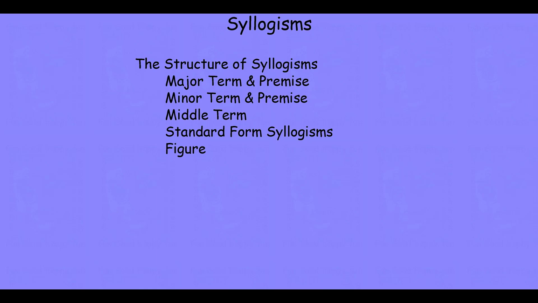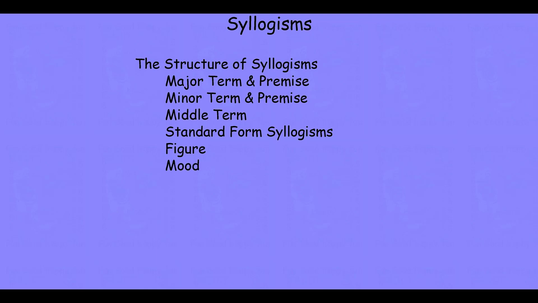We'll also identify the figure. The figure is just a number that allows us to identify the relative position of the middle or bridging term in each of the premises. Is it in the subject or predicate slot of that first premise, the major premise, and is it in the subject or predicate slot of that second premise, the minor premise? The figure will give us a single number that tells us the relative positions.